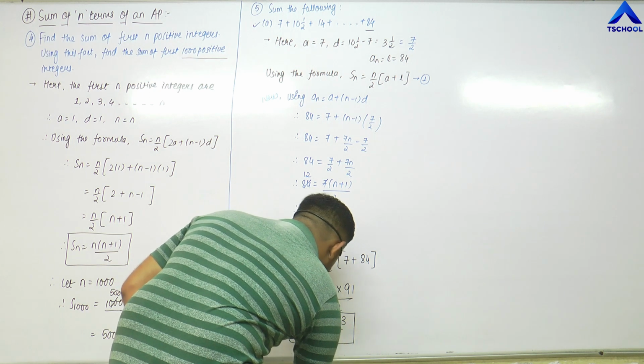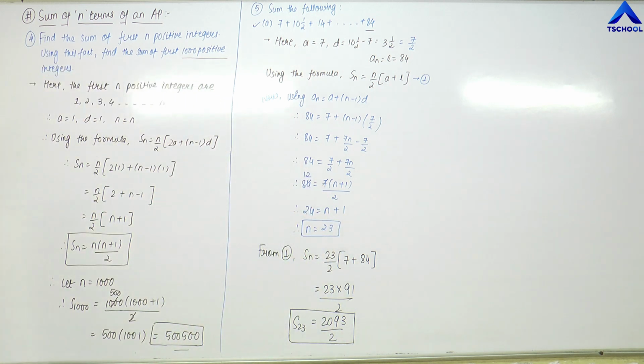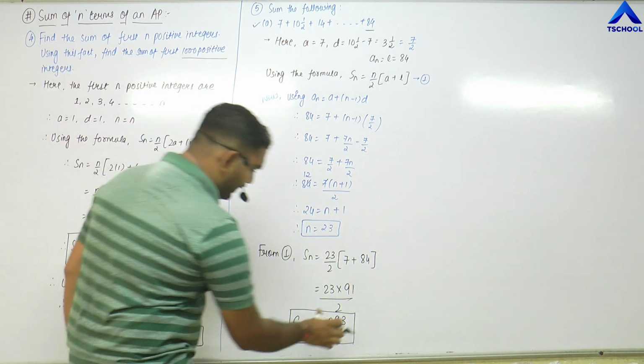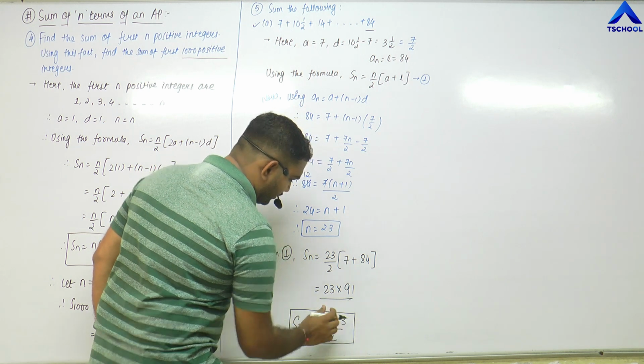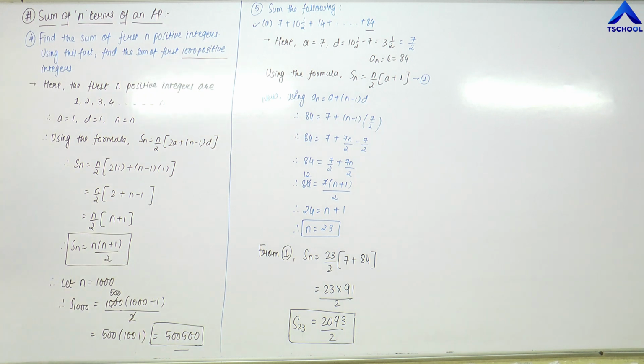Is it clear, friends? So that is how we can find out the sum of first n terms of an arithmetic progression. Okay? The number of terms here we did not know. So in this way we can find out the first n terms of the arithmetic progression. Now we shall solve some more sums related to the topic.